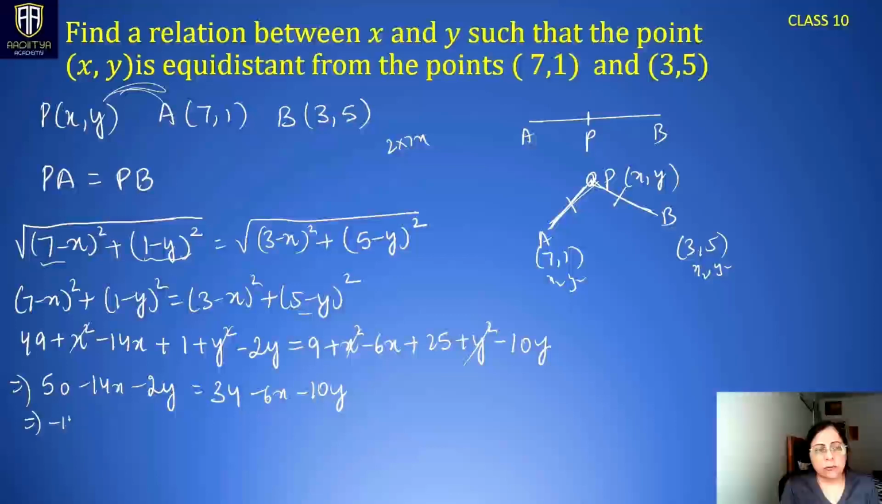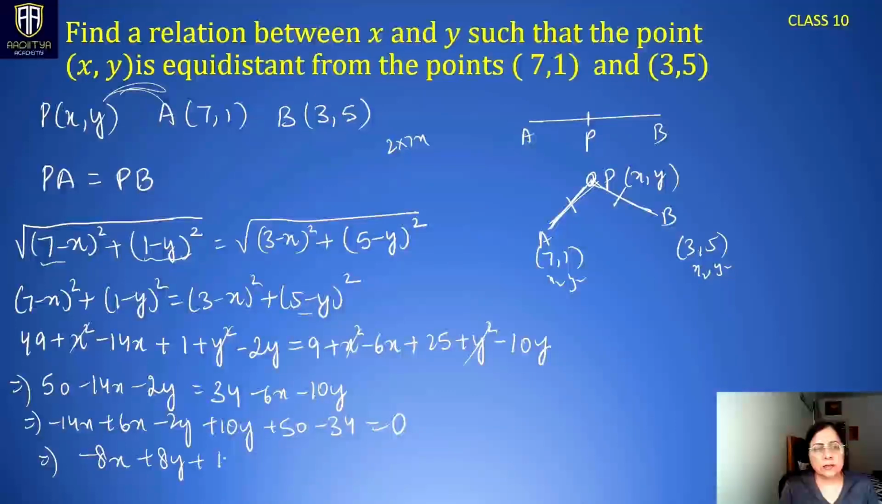Now bring all these terms to the same side. This is negative 14x, positive 6x. Negative 2y here, this positive 10y goes here. And then finally, we have positive 50 and negative 34 is equal to 0. This is minus 14 plus 6 is minus 8x. Minus 2 plus 10 is plus 8y. 50 minus 34 is plus 16 is equal to 0.